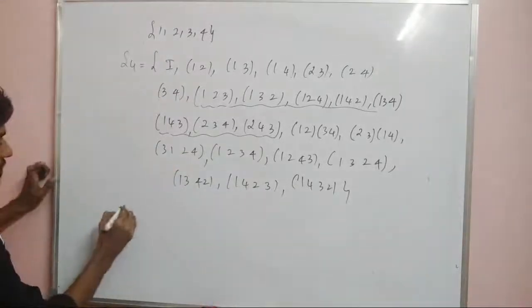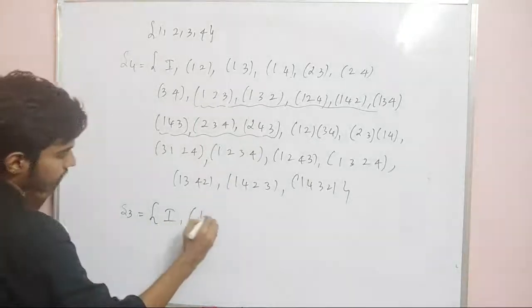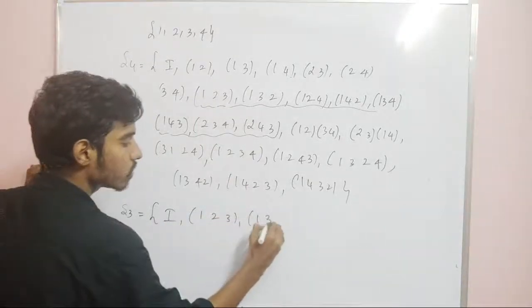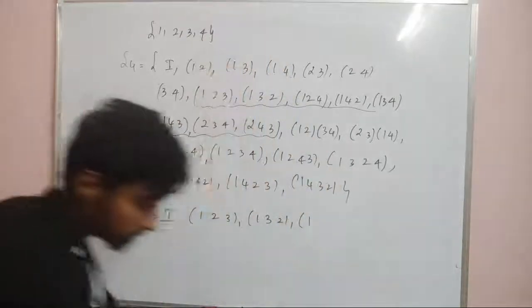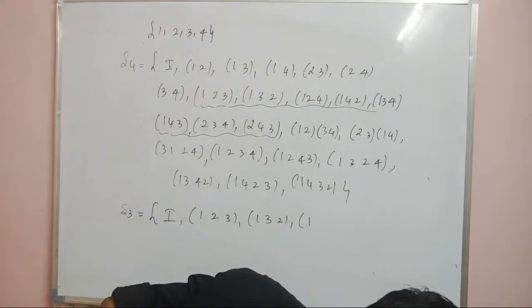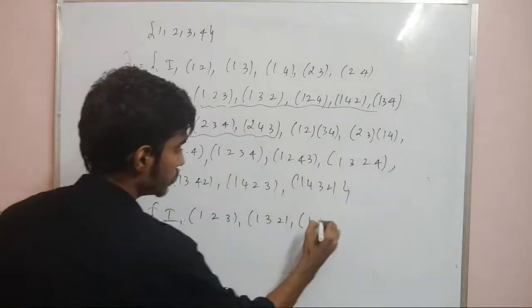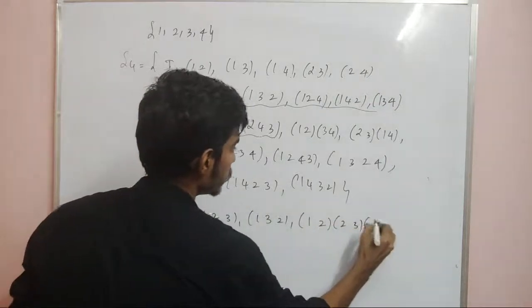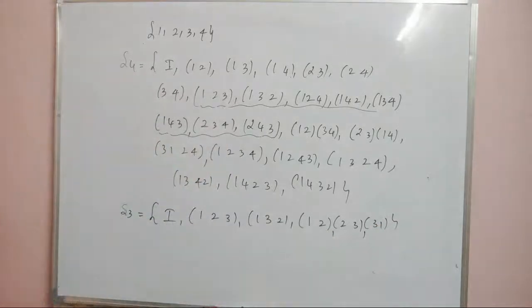So let me write S3 also. So S3, this is I, then we got 1 2 3, then we got 1 3 2, and so on. So these are 6 elements in S3, and these are 24 elements in S4.